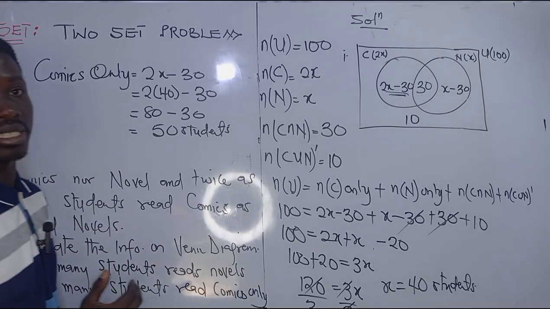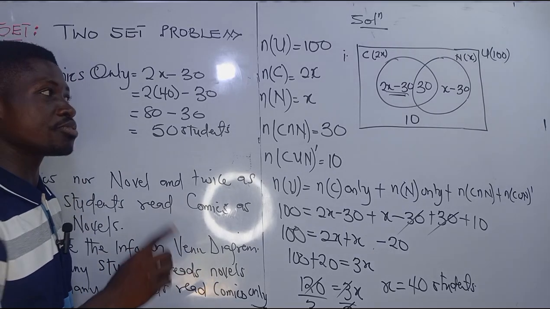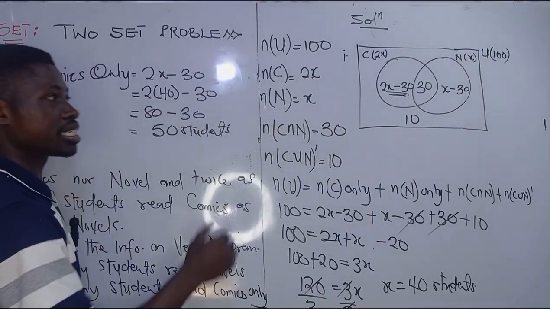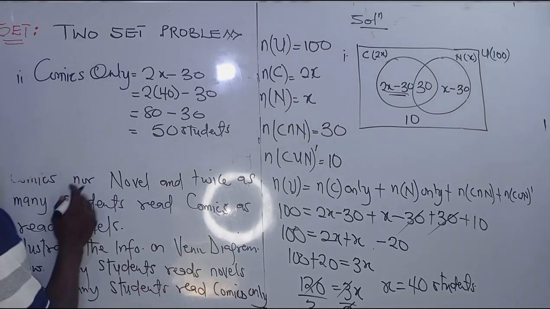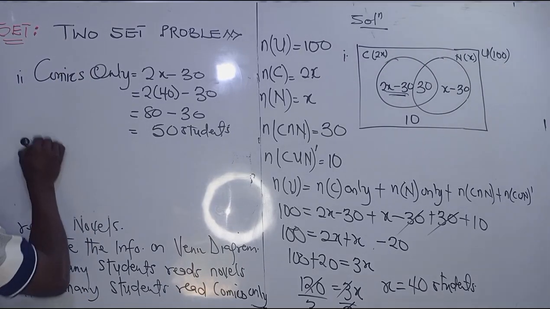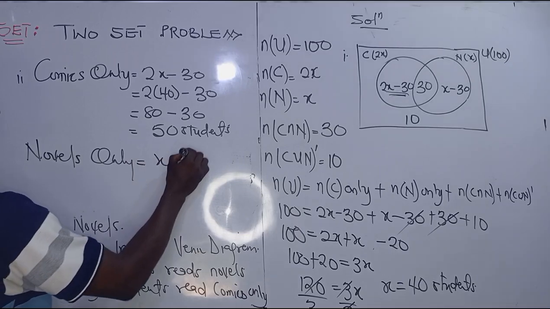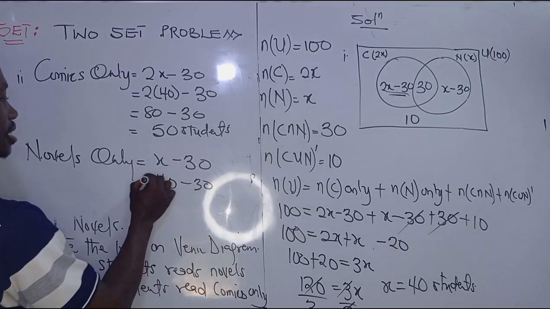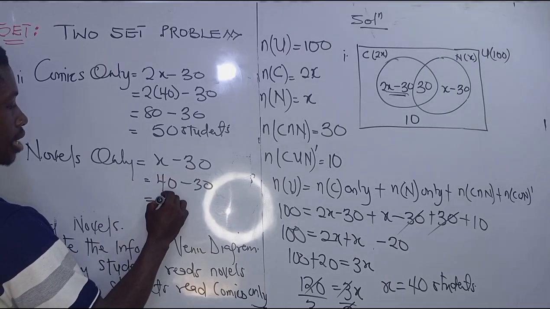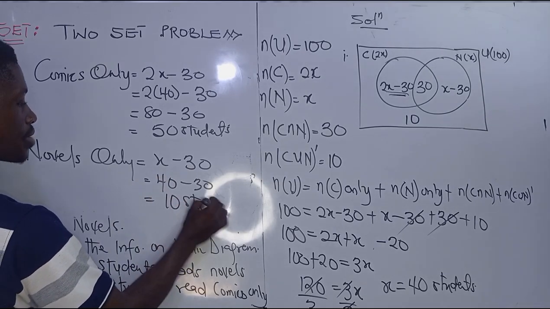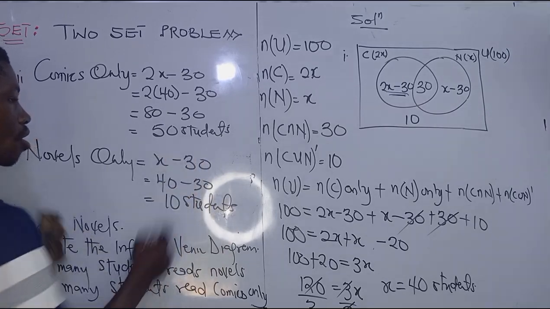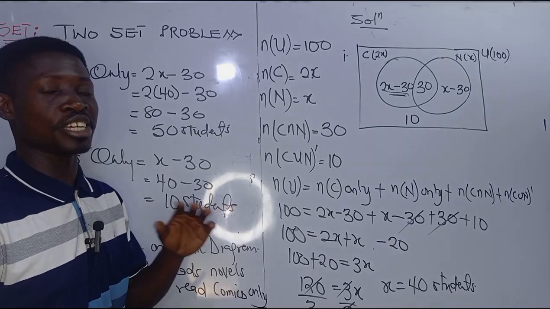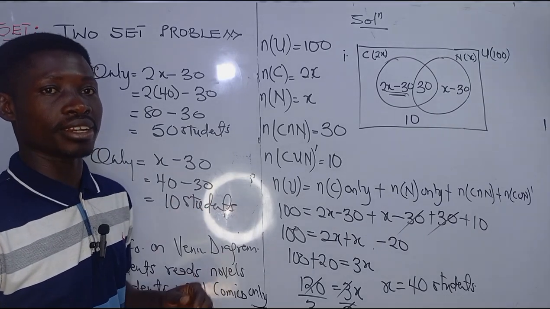If the question continues to ask you to find the number of students who read novels only, then it's going to be x minus 30. So we have our x to be 40 minus 30, and then we have our answer to be 10 students who read only novels, and that is that for this particular question. It is as easy as A, B, C, D. Let's take our next question.